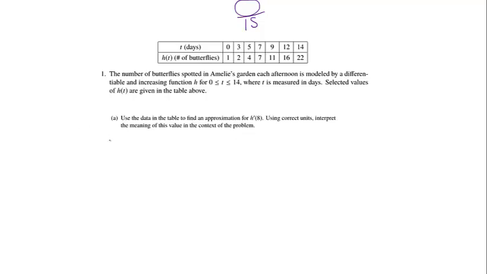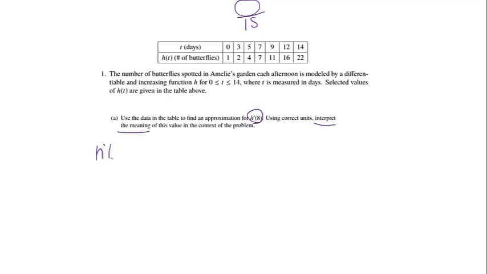All right, number one, the number of butterflies spotted in Emily's garden each afternoon is modeled by a differentiable and increasing function, h, for t being between 0 and 14, where t is measured in days. Selected values of h of t are given in the table above. Okay, for part A, it says to use the data in the table to find an approximation for h prime of 8 and, using correct units, interpret the meaning of this value in the context of this problem.